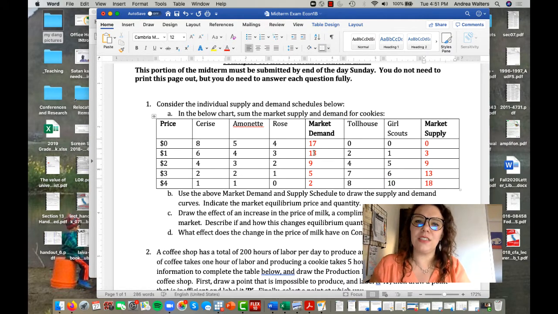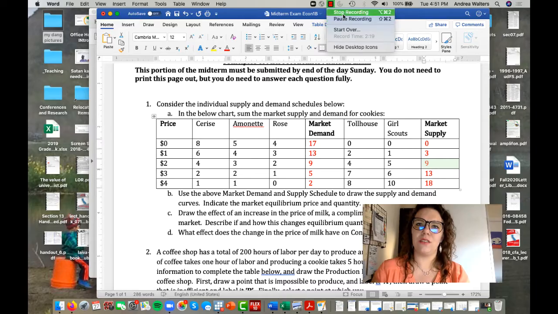And we can see here now that our equilibrium price is going to be that $2, where quantity demanded of 9 is equal to quantity supplied of 9. So that is our equilibrium price and our equilibrium quantity. Now we want to go ahead and graph the supply and demand schedule and indicate that equilibrium price and quantity. So let's go ahead and do that.